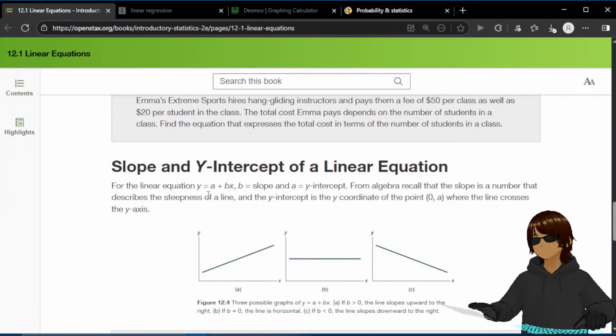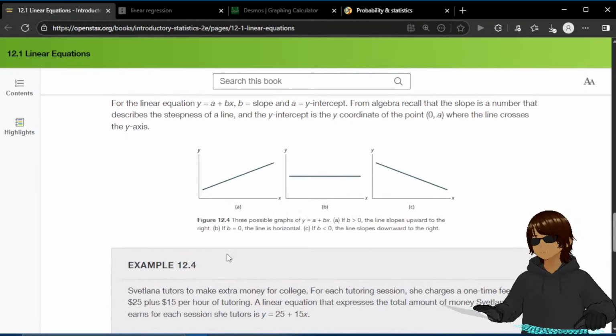For the linear equation y is equal to a plus bx, b is the slope, a is the y-intercept. From algebra, recall that the slope is a number that describes the steepness of a line. The y-intercept is the y-coordinate of the point (0, a) where the line crosses the y-axis.